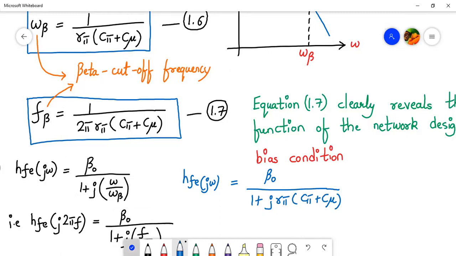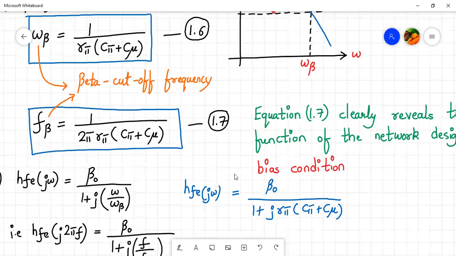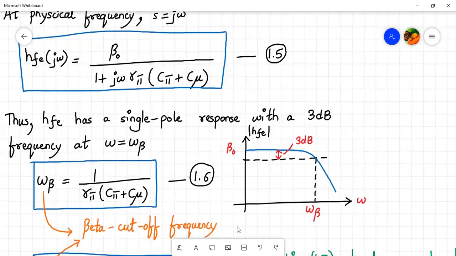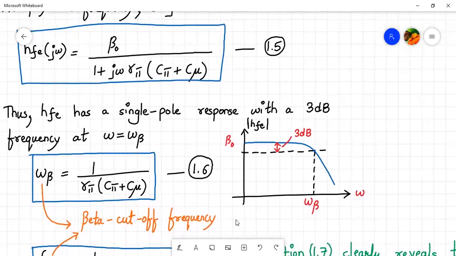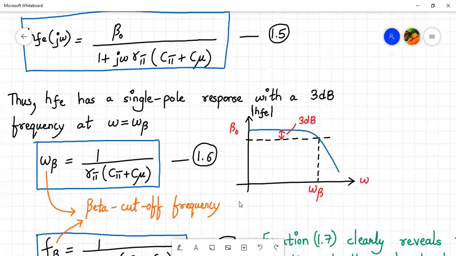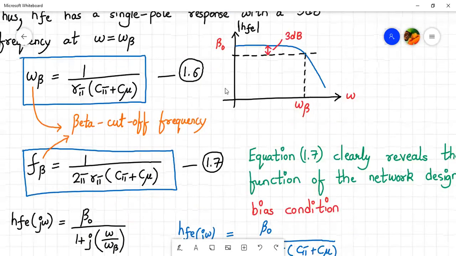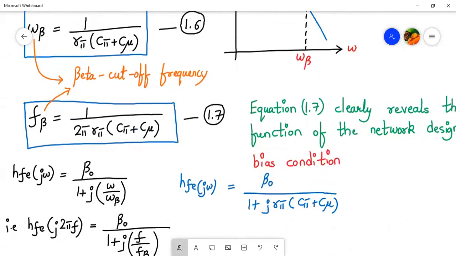Okay, give me a moment to go up. Okay, yeah, here it is, formula number 1.5. It is the same. So it will be beta naught divided by 1 plus j omega, omega will come, that was missing. So here it is, beta naught upon 1 plus j omega r pi into c pi plus c mu. This can be written in this form because omega beta is nothing but 1 upon r pi into c pi plus c mu. So this and this are the same thing. They are one and the same.